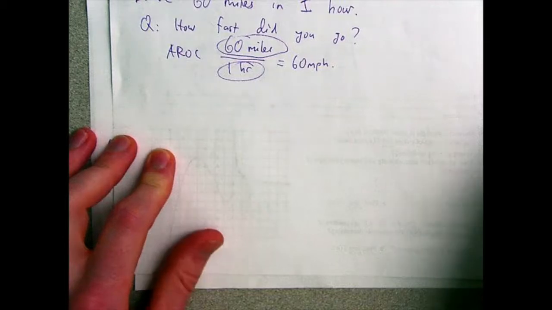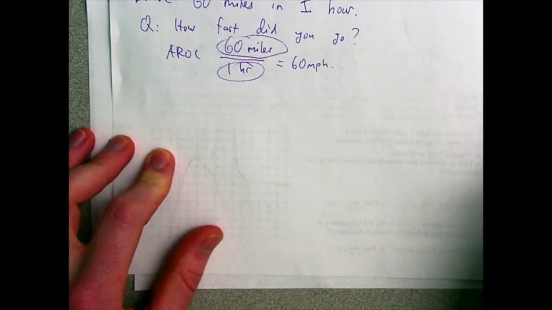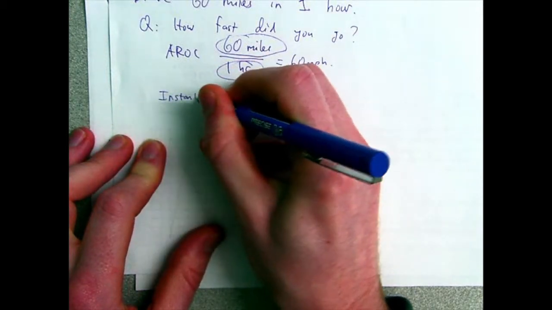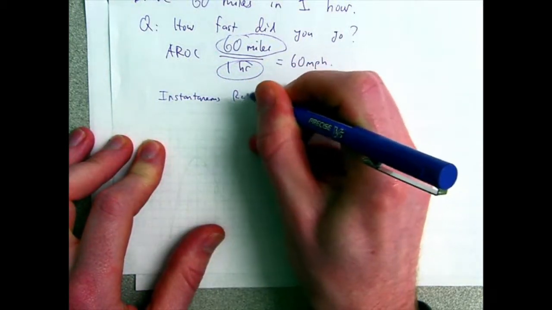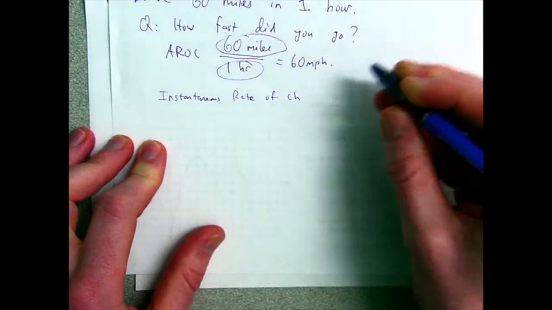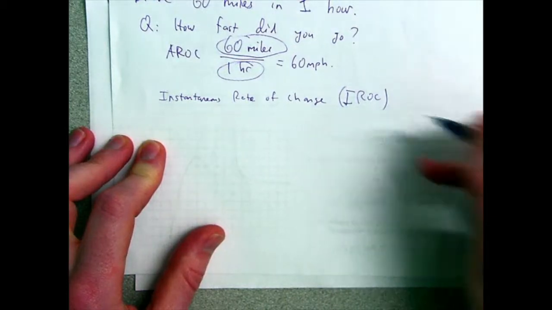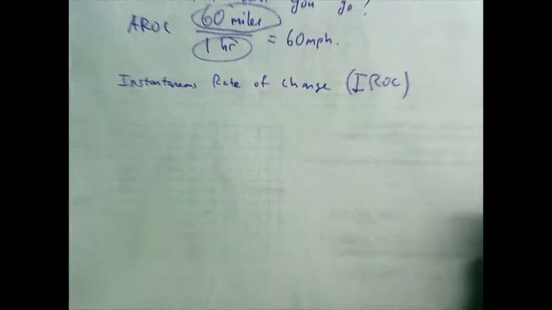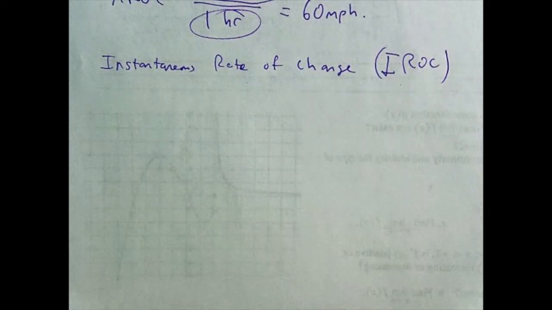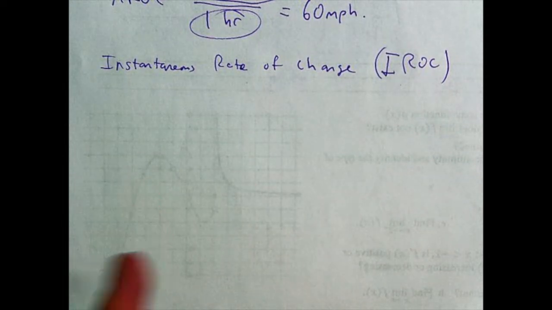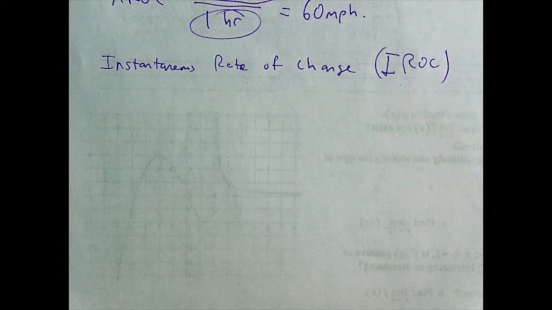And then there's this separate notion of rate of change. It's what your speedometer reads. And that is called the instantaneous rate of change, or IROC. So the instantaneous rate of change is the rate at which the object is changing, the rate at which the function is changing, not over an interval, but actually at a single instant, at a single moment in time. That is what your speedometer registers.